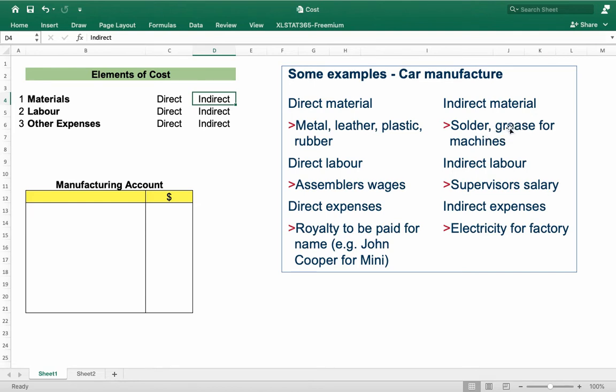Yes. So that is indirect material, and its value is very insignificant. But it is equally important. If you do not put grease in the machines, the machine will not work properly, right? So the monetary value is insignificant, but the actual value is really important for that main product.